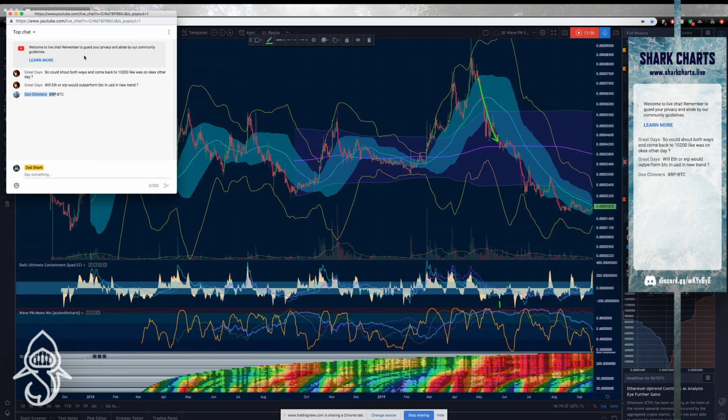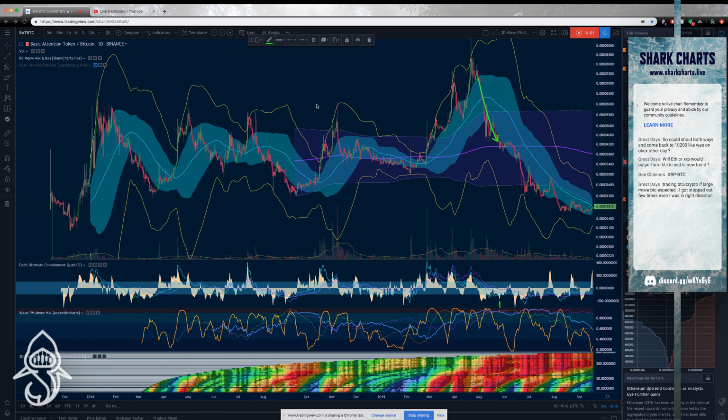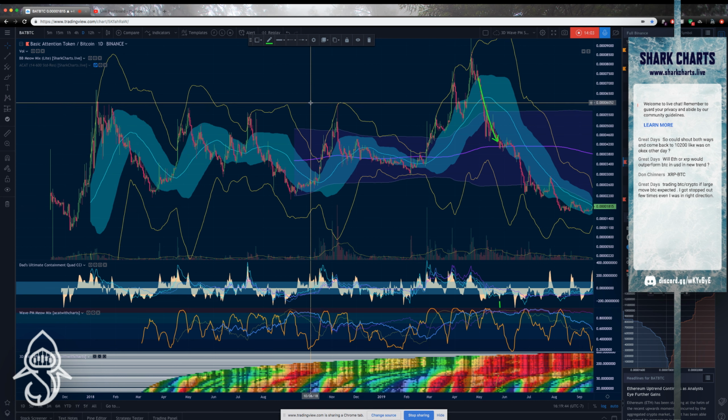Will XRP or Ethereum outperform Bitcoin in the new trend? I would actually weight that on whichever one starts positive expansion on the 4-hour chart first. That's how I would phrase it.